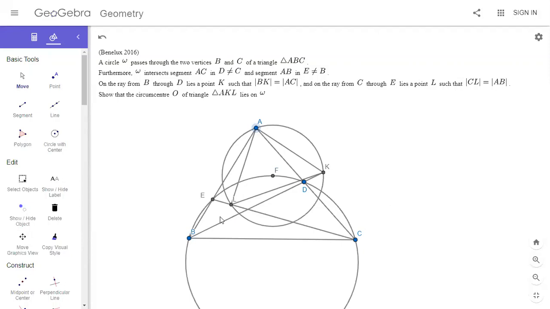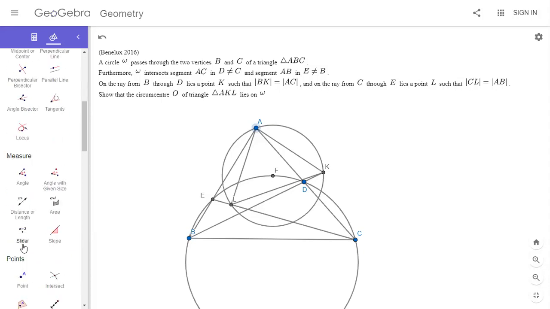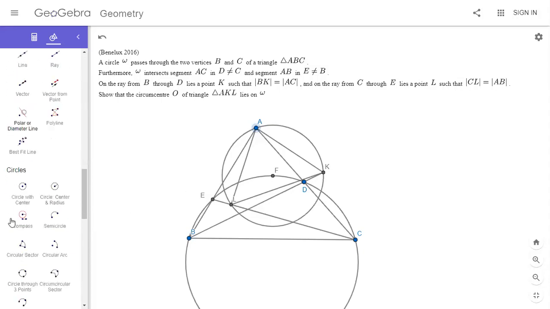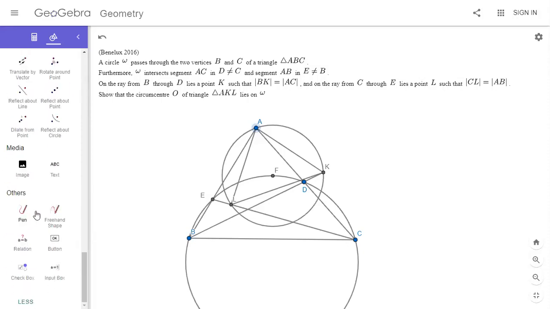I wonder if ALK is isosceles, FBC is also isosceles. Yeah, I wonder if there's a way to label the equal segments. Maybe we'll just have to keep it in our mind. So BAK and ACL are congruent. We'll just have to memorize that.